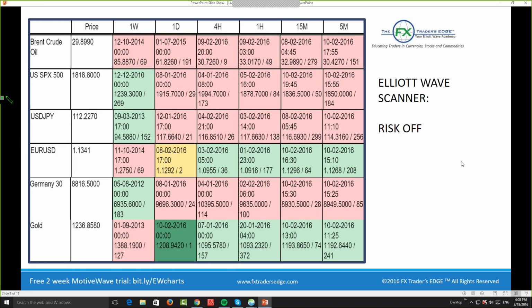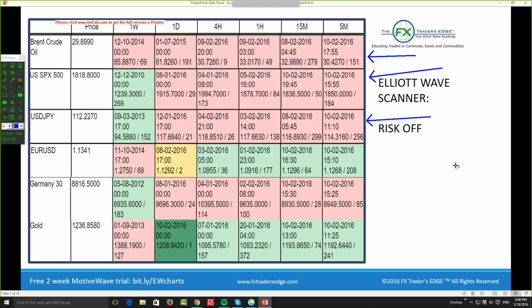This is a snapshot of our proprietary Elliott wave scanner showing the risk off. All I did was take the same markets that we looked at, oil, S&P, dollar yen, euro, the DAX, and gold, and I took the scanner values to show how unanimously bearish Brent crude is. The S&P, red means bearish. The dollar yen, all red, with the exception of the weekly time frame. We can still be in an uptrend on the weekly, but be in downtrends on all the other time frames. And this is from the weekly down to the 5-minute.